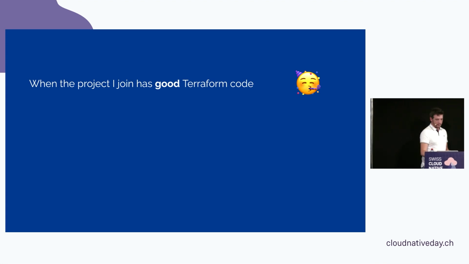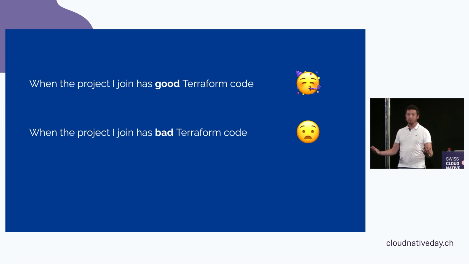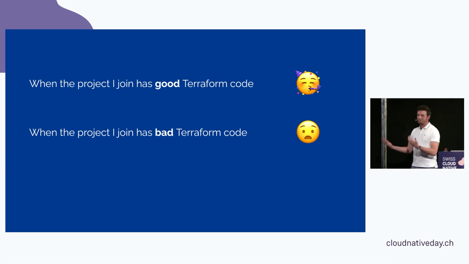Then there is the second case, where the project I join has bad Terraform code. The Terraform version is outdated. Submodules are from the past decade. Modularization is non-existent. We have Terraform files that are thousands and thousands of lines long. Pretty horrible, pretty bad, right? It's difficult to change things. It's difficult to introduce new features. It's difficult to change the status quo, really.